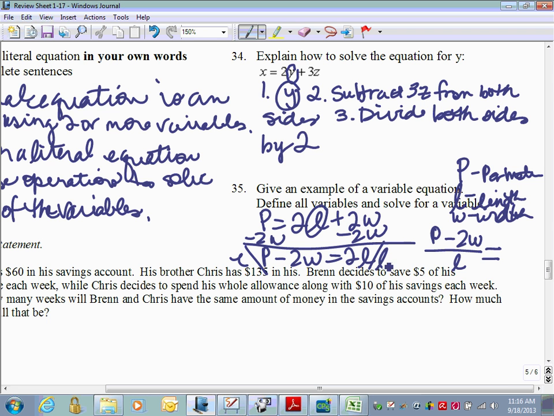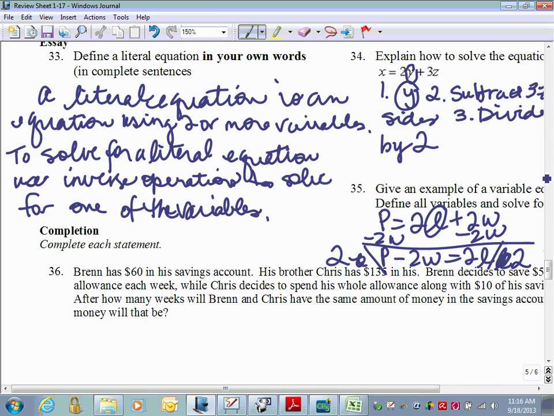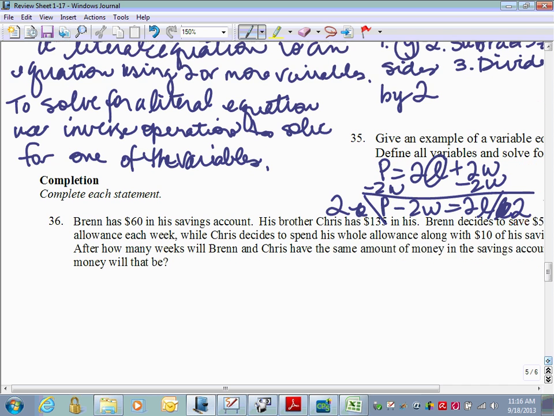Sorry about that. Here, I just did something wrong. This should be a 2. So I'm not going to divide by L, I'm dividing by 2. Divide both sides by 2, and the final answer will give you your L. All right, last one, going to number 36. Wait, maybe we have one more.